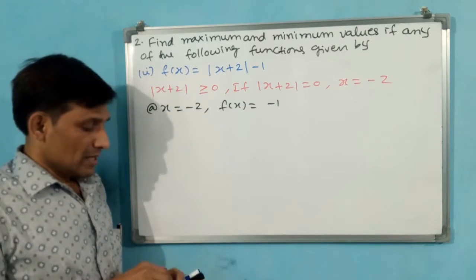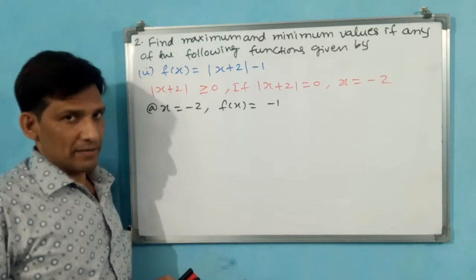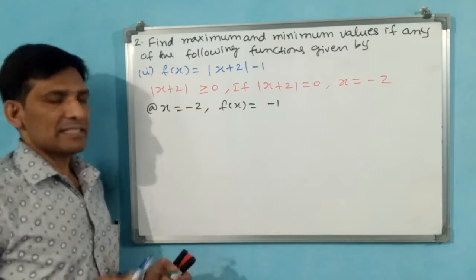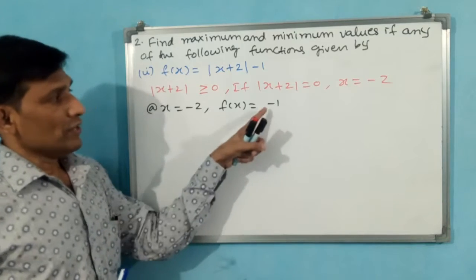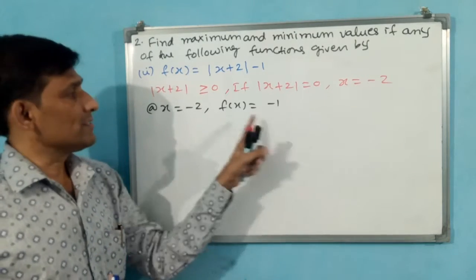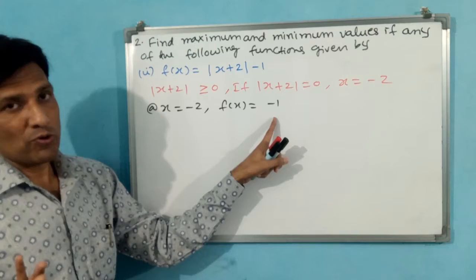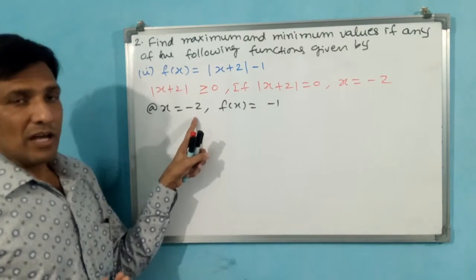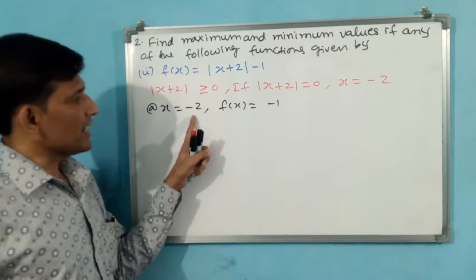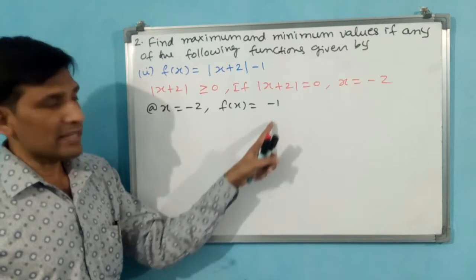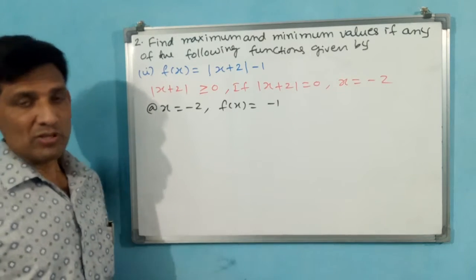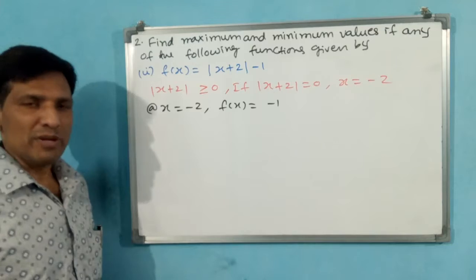This thing you have to draw in a graph. We will draw the graph, but let us see the remaining points also. See, this is a turning point and this value may be minimum or maximum. We don't know. Let us see. Why? Because we take one more point less than minus 2 and one more point greater than minus 2, and take the value of f of x. Based on those values, you can tell whether this f of x is minimum or maximum.